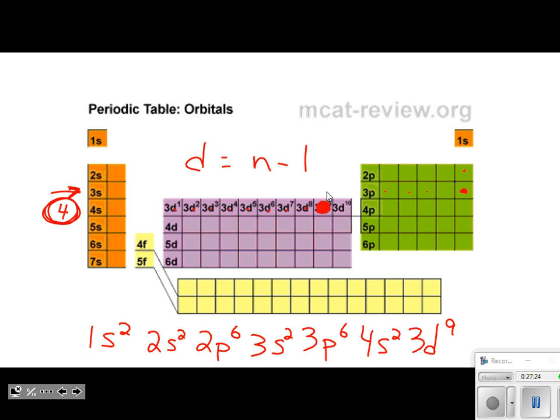Now look, here's a quick check. How many electrons does copper have? 29, right? If I add up all my little exponent numbers here, that should equal 29. So I have 2 and 2 is 4, 4 and 6 is 10, 12, 18, 20, 20 plus 9 is 29. So there's a quick check you can do: if you add up all of your little exponents, it ought to equal the number of electrons.